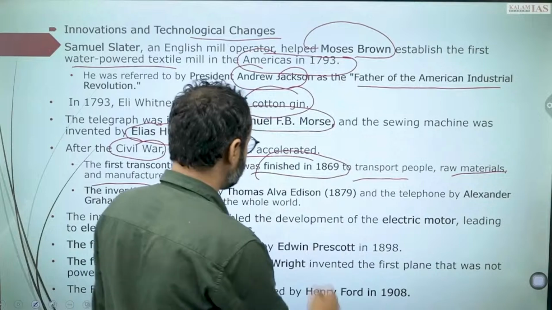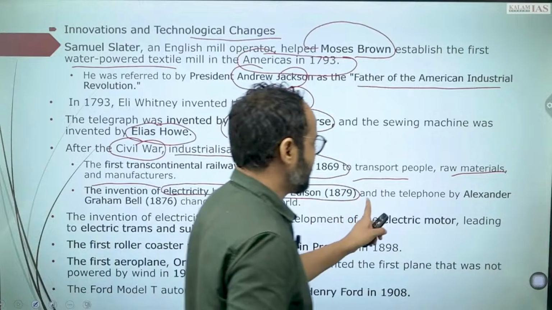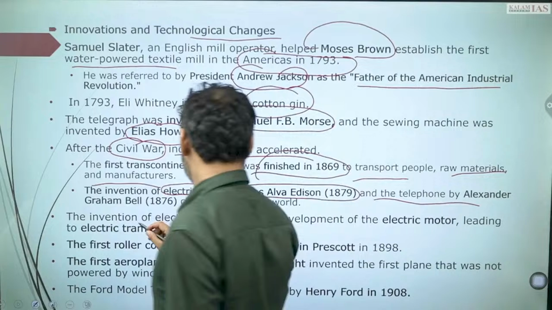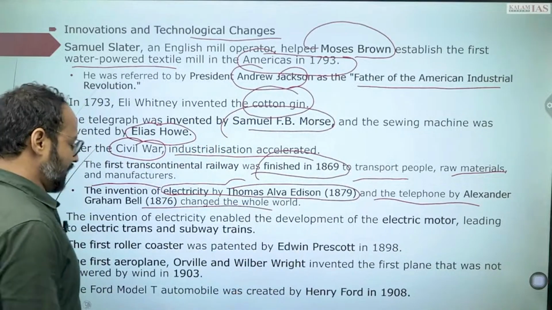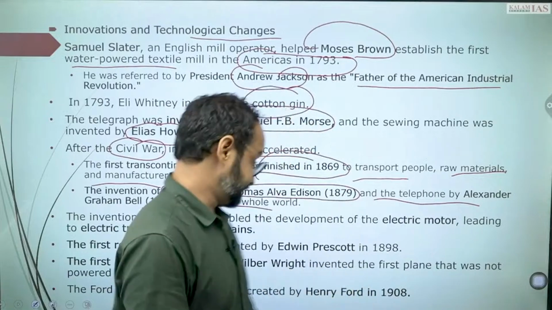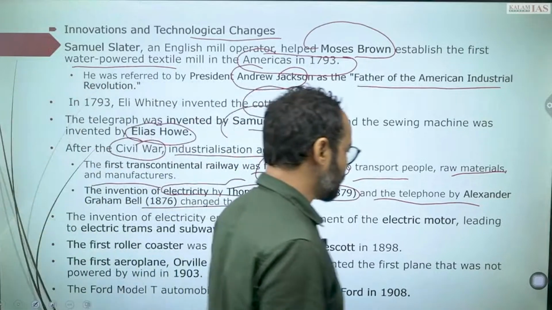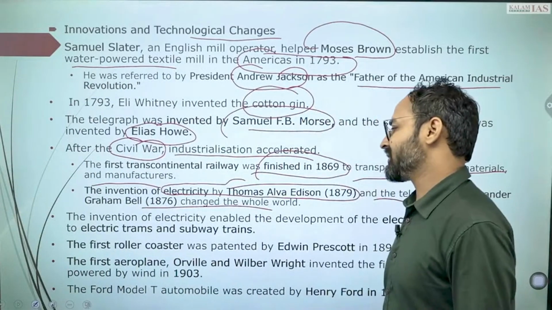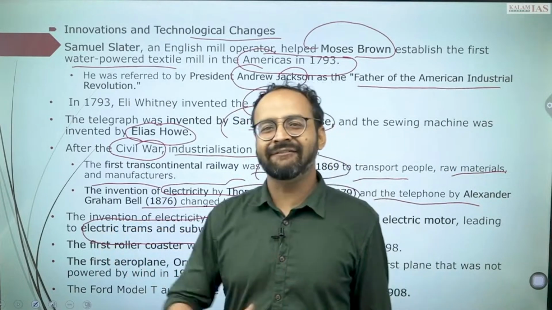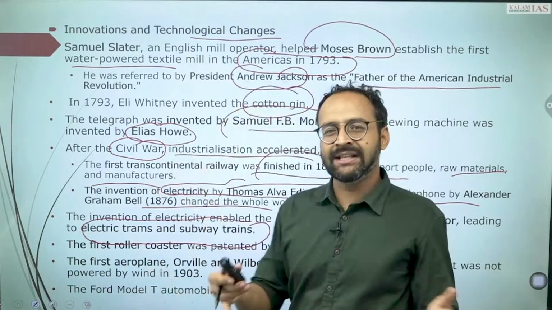The invention of electricity, very important, in the 1870s, by Thomas Alva Edison, and Alexander Graham Bell, who invented the telephone, also revolutionized things for good. The invention of electricity enabled the development of electric motors, leading to electric trams and subway trains. Look at the 1870s. So the whole 20th century was on this basis that these nations grew.